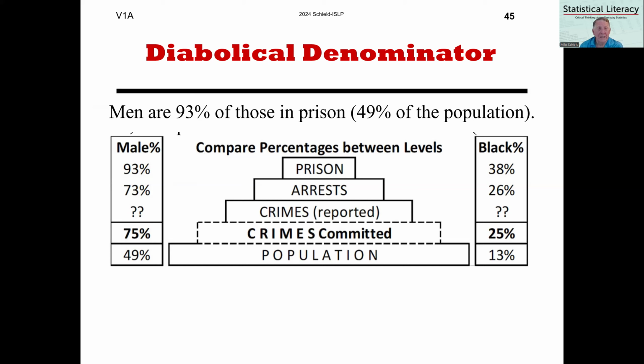What's the point? The disparity depends on what you're comparing it with. If I compare it with the population, the disparity is big. If I compare it with either of the intermediaries, crimes committed or arrests, it doesn't look as big. Same is true for Blacks on the right side.